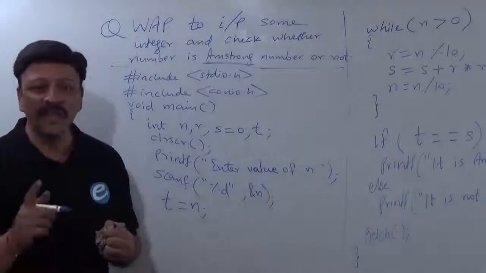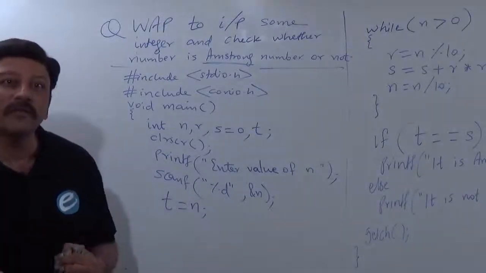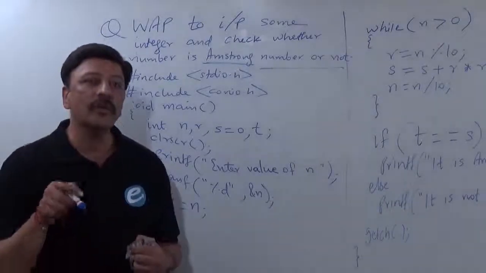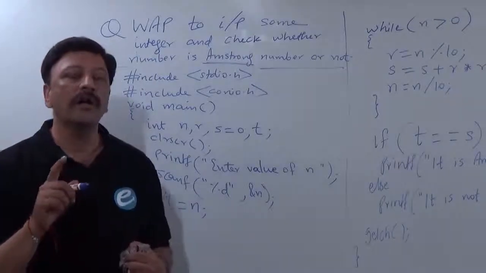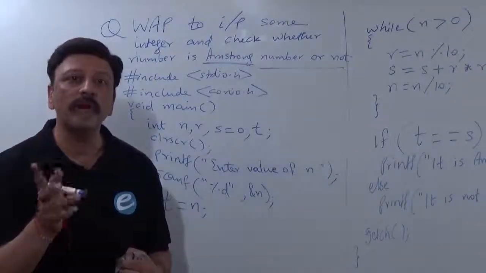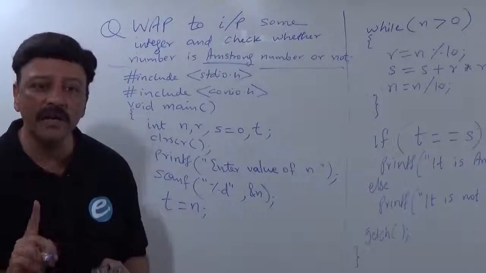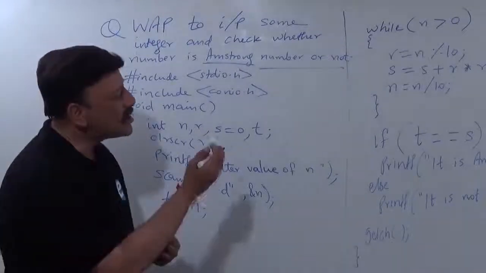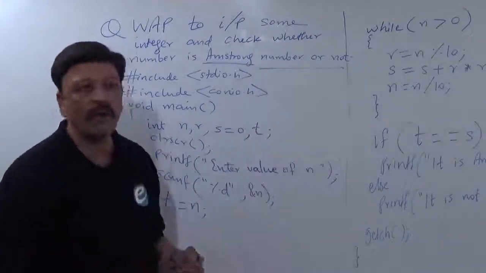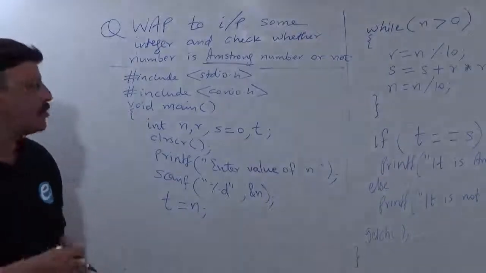The hint is the program to reverse a number. If you have still not watched that video, you better go to that video, write a program to input a number and print it in reverse order. Check that video, and we just want to make one change in that program and we will get the Armstrong number program. Let's see how to do it.